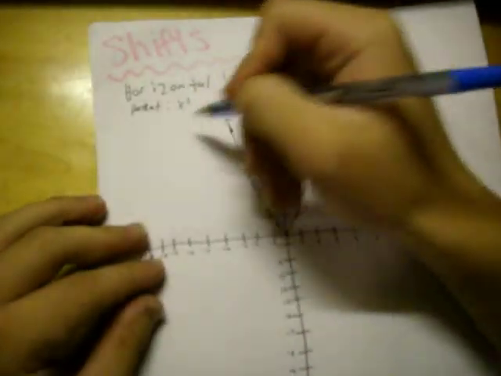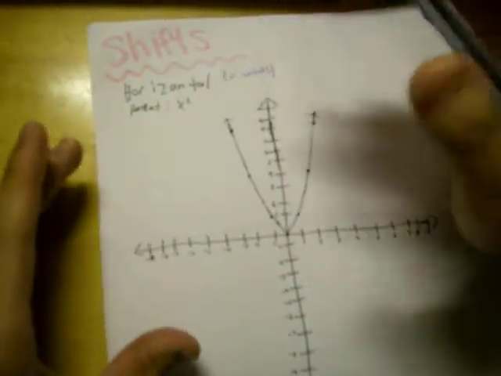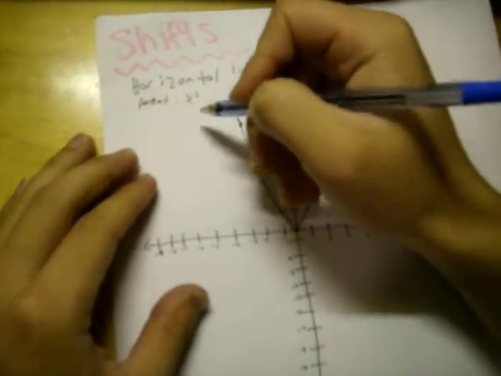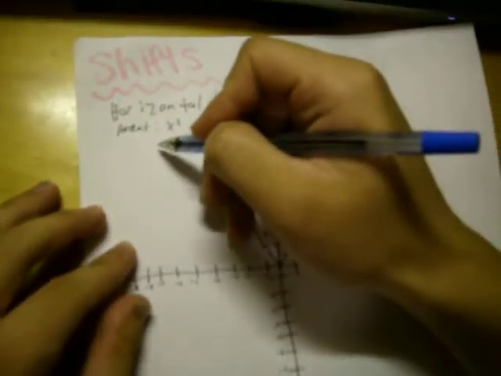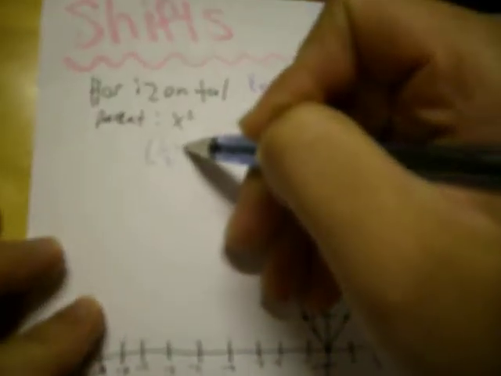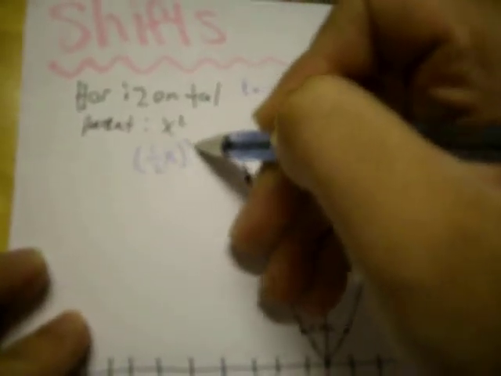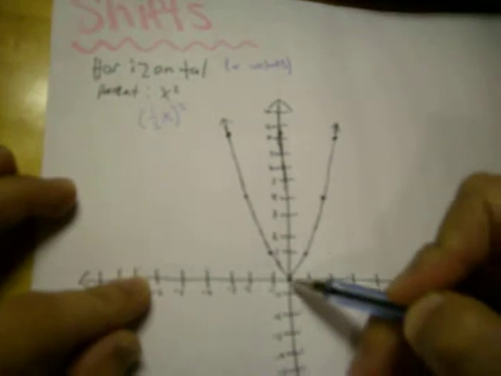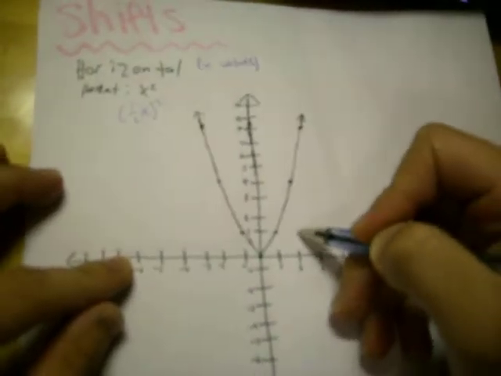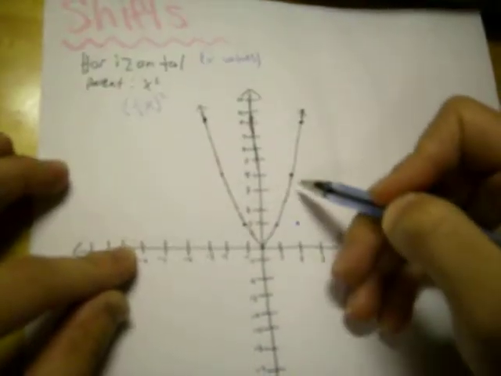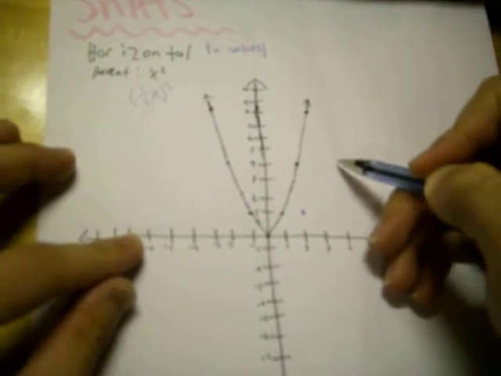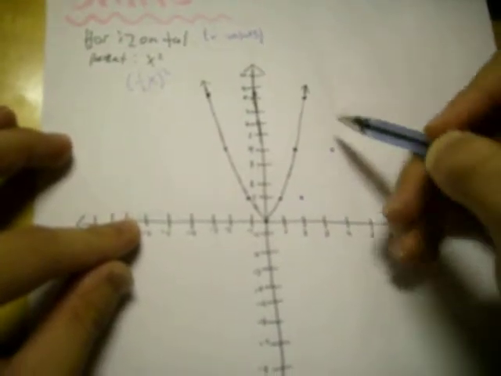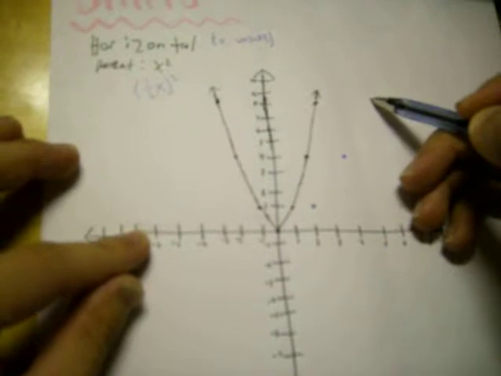So I have to put a number that is smaller than 1 on the inside. For example, 1 over 2x and then the squared outside, which just means multiplying all the x values by 2. So 0 times 2 stays there, 1 times 2 is 2, 2 times 2 is 4, and 3 times 2 is 6.